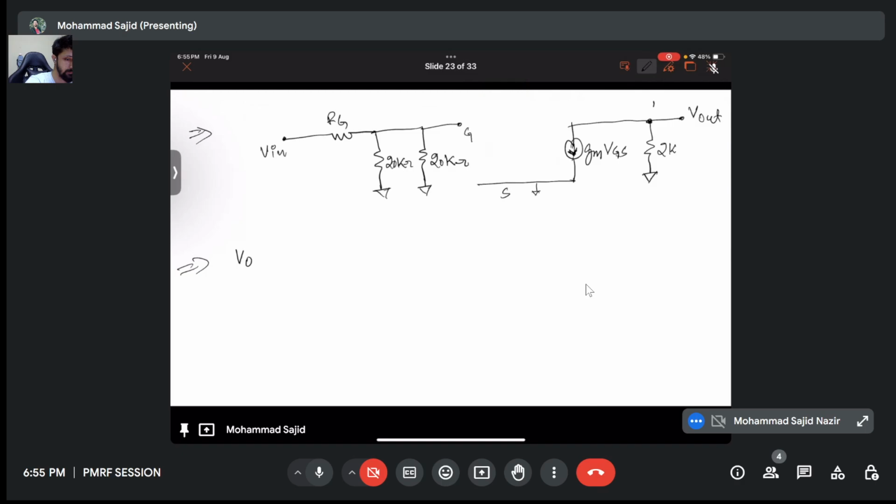So I will do node analysis again at this node. So this will be V output by 2K plus GM VGS equivalent to 0. So V naught by VGS, I can write as minus GM times. Okay, so now I need to calculate.